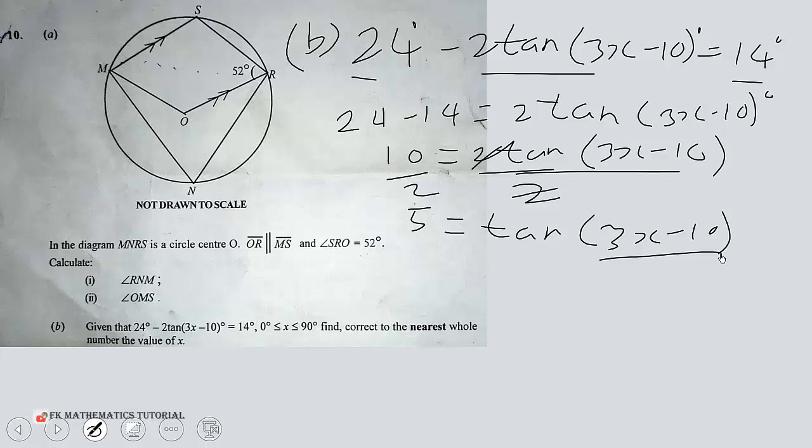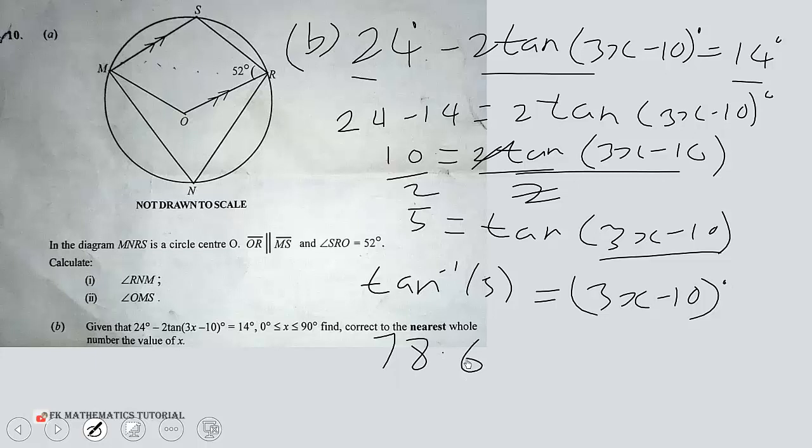So let's say we have tan theta is equal to 5. You take tan inverse of both sides. You don't expand. This is trigonometry. So tan inverse of 5 will be equal to tan inverse of tan(3x minus 10), which will give us 3x minus 10 degrees. So tan inverse of 5, if you punch this on your calculator, making sure that the calculator is in degrees, you are going to get 78.69007 is equal to 3x minus 10.